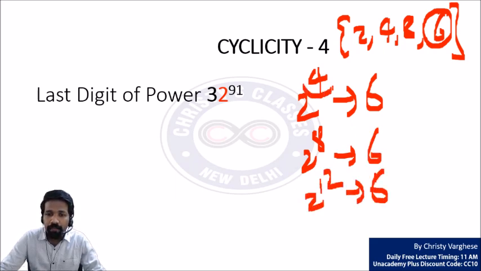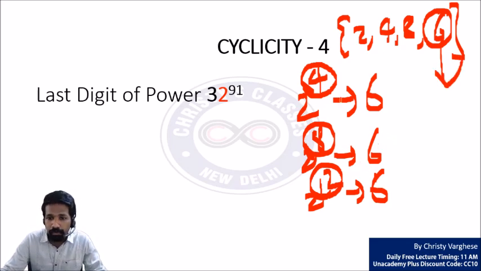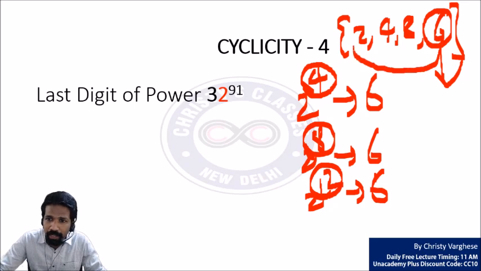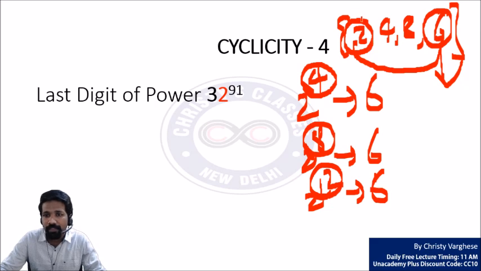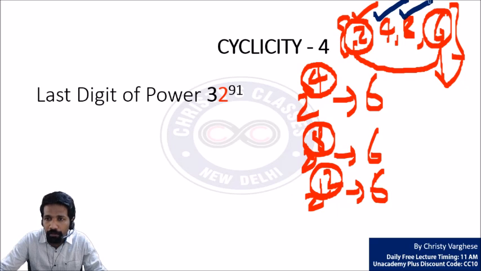That means if the power is a multiple of 4, it ends in 6, or it ends in the last element in the power cycle. From a multiple of 4, we can again start the cycle. After that multiple of 4, if the power is multiple of 4 plus 1, first element will be the answer in the power cycle. If it is multiple of 4 plus 2, second element will be the answer. If it is multiple of 4 plus 3, third element will be the answer.